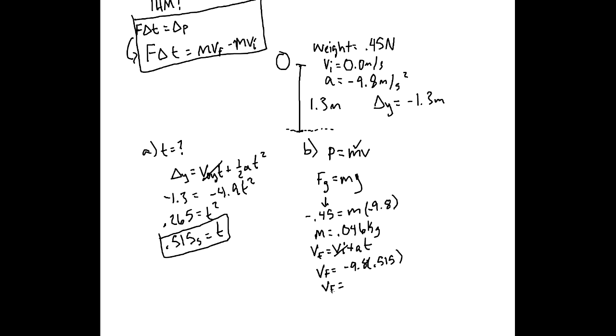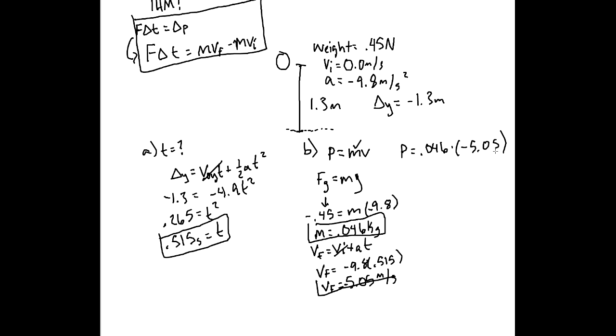of 5.05 meters per second, and it is going to be negative because it's directed down. So now that I know my mass, which was right here, I also know my velocity. I can now calculate momentum. So momentum equals my mass, which is 0.046, times my velocity, which is negative 5.05.